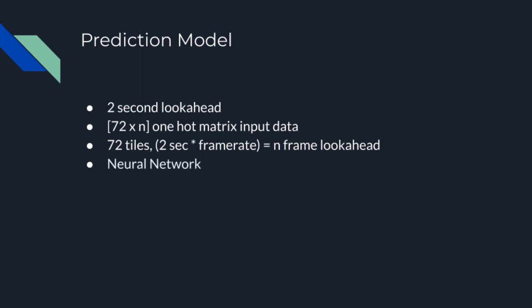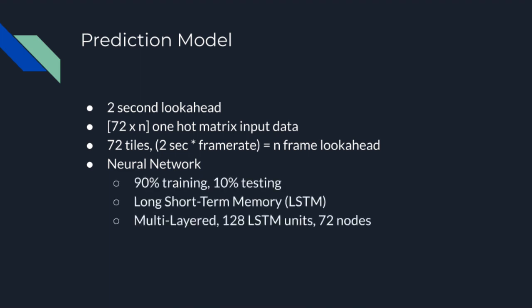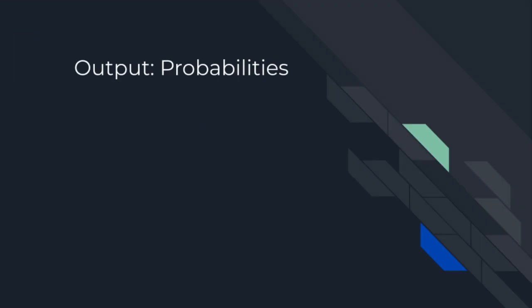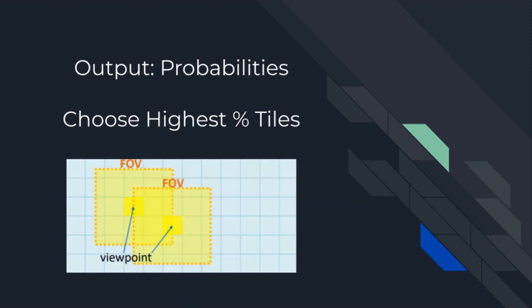And of course, the neural network is the model of choice. Again, I'm not going to describe how it works, but I will list the properties here. They elect to choose 90/10 for training/testing, and the model that worked best was the multi-layered long short-term memory model. What the prediction model outputs are probabilities, specifically the probability for each tile to be within the next field of view. The idea is to select the tiles with the highest percentage of being within the next field of view, and then generate an entire field of view around each of those tiles.